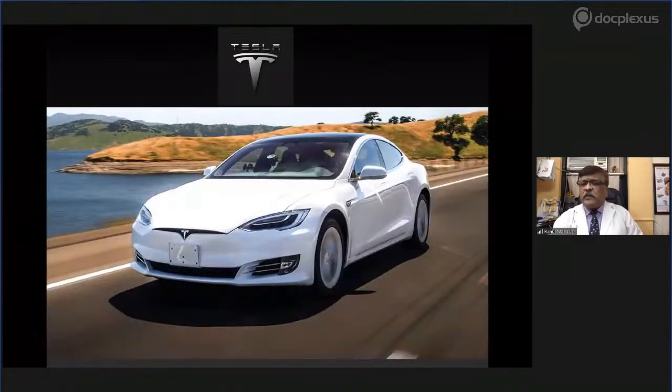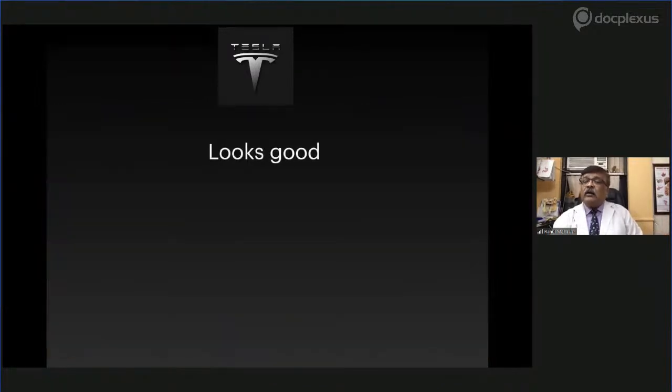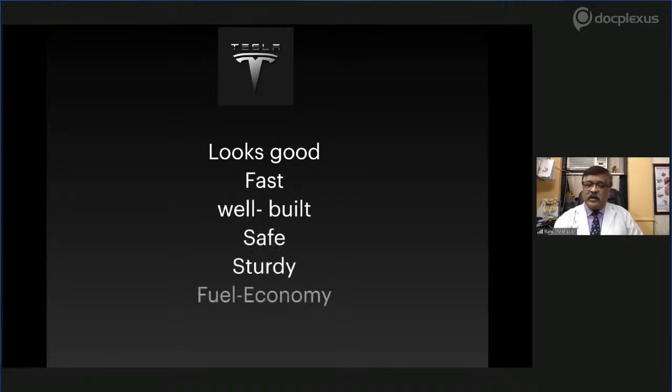Now, everybody dreams of a car like a Tesla, which is a need of the time now. But why is this so? It is because of its good looks, it is fast, it is well built, it is safe, it is sturdy, and of course the fuel economy.